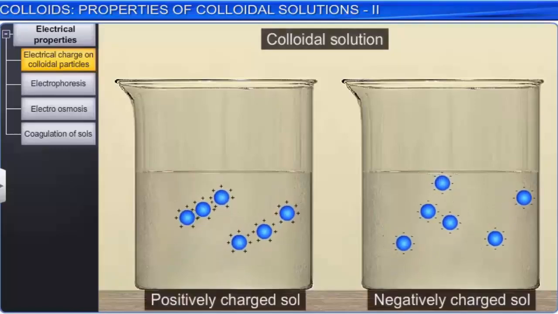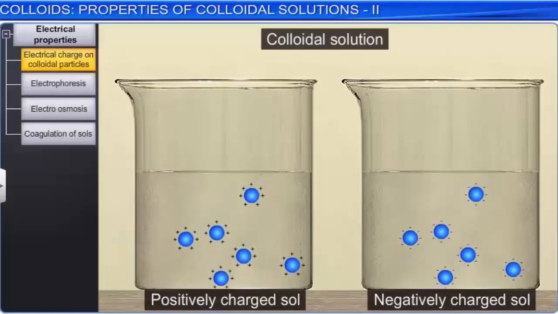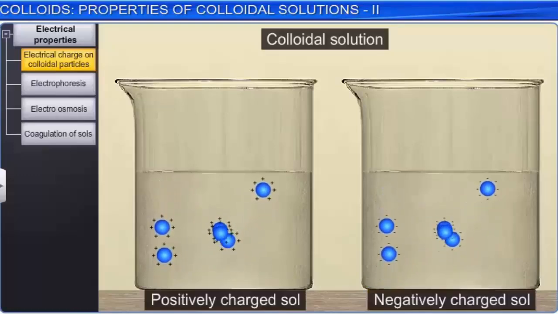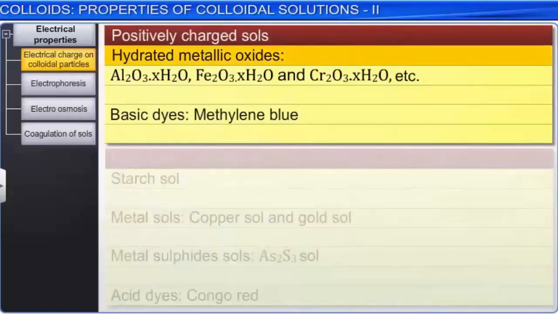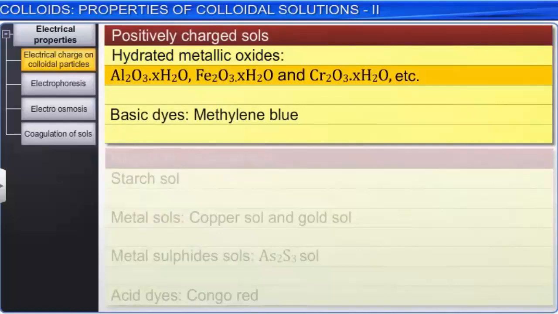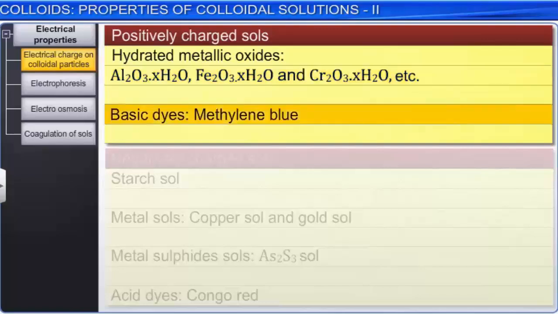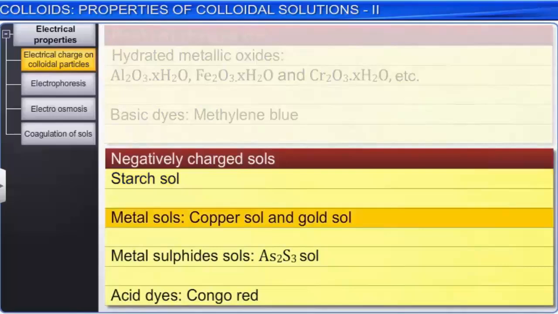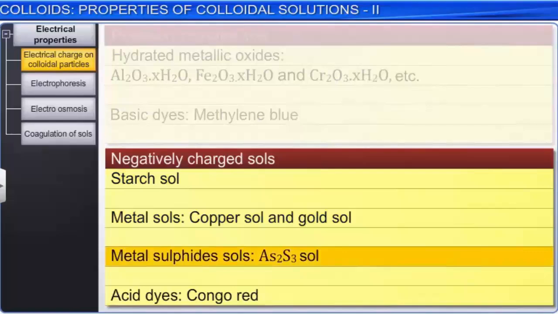Based on the nature of the charge on the colloidal particles, colloidal solutions are classified as positively charged or negatively charged sols. Hydrated metallic oxides like Al2O3·xH2O, Fe2O3·xH2O, and Cr2O3·xH2O, and basic dyes like methylene blue form positively charged sols. Starch sol, metal sols like copper sol and gold sol, metal sulfide sols like arsenious sulfide sol, and acid dyes like Congo red are examples of negatively charged sols.